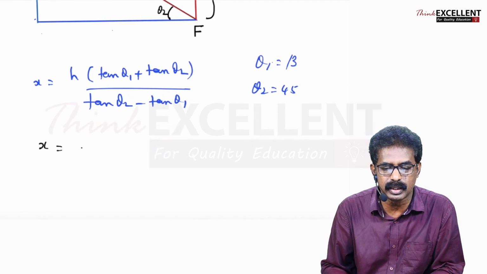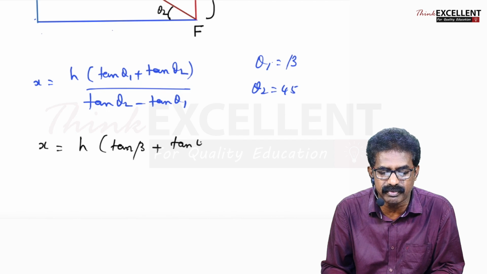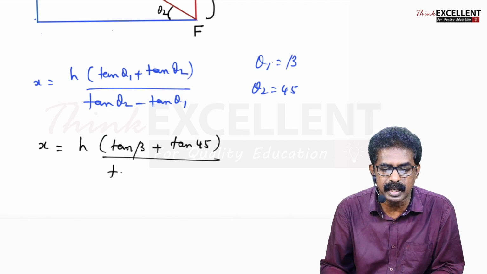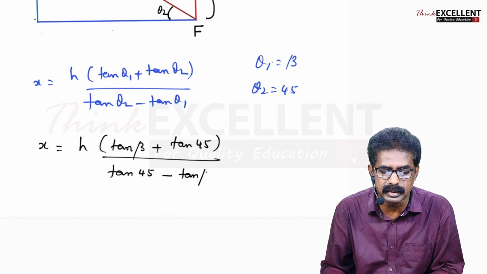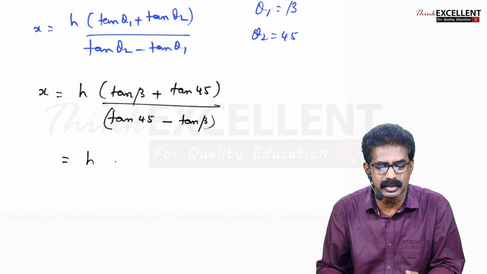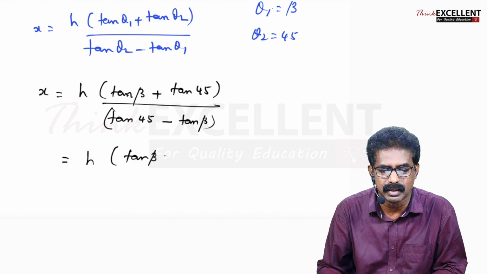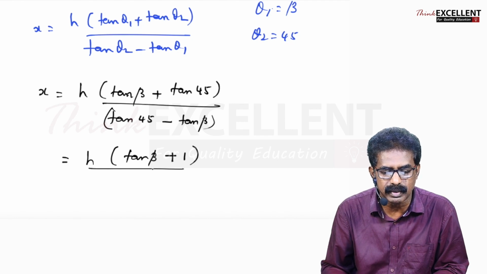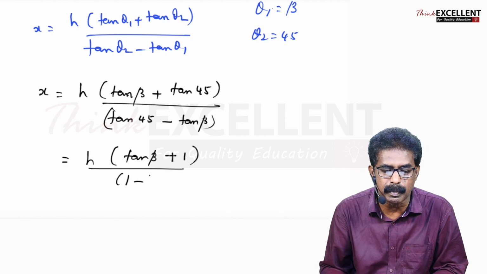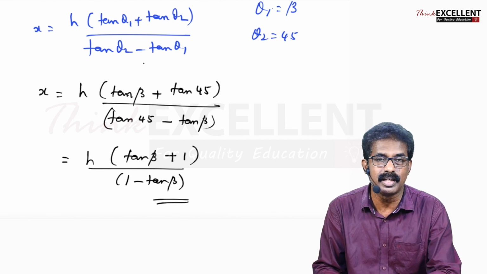So x is equal to h, h only, into tan theta 1, that is tan beta, plus tan theta 2, that is tan 45, divided by tan theta 2, that is tan 45, minus tan theta 1, that is beta. So tan beta you can't do anything. Sometimes the h value also they give, so you have to substitute, right? Here for tan beta they didn't give that angle. If they give 30, you substitute 30 here. Plus tan 45 is 1, divided by tan 45 is 1 minus tan beta. If you are thorough with this formula, you can do it very easily.